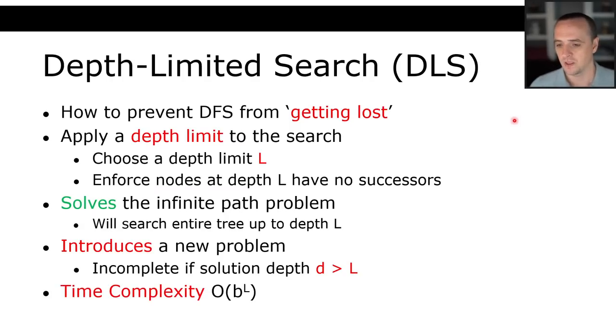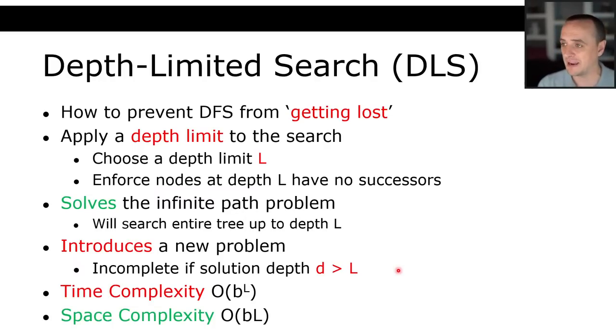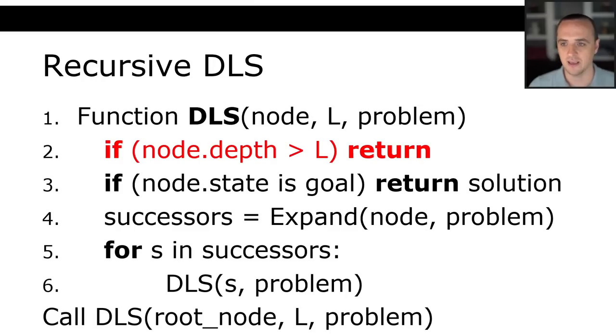The time complexity is big O of b to the power of L, which isn't that bad because we're limiting the complexity, right? We're limiting the depth. But our space complexity is great. So we've got O of b times L, that's the space complexity that we want. And all we need to do for depth limited search is implement a single cutoff. So we take depth first search and we say, if the node's depth is greater than L, return. That's it. That's the only addition we need to make to depth first search. So this is a recursive version of depth first search. You could do that as well with the iterative version of depth first search.